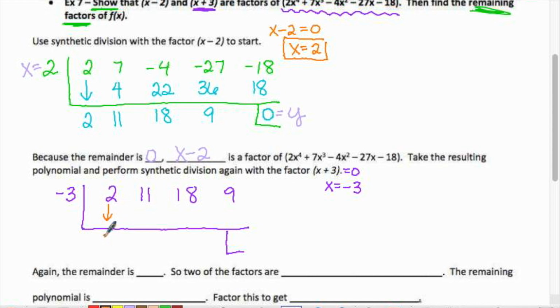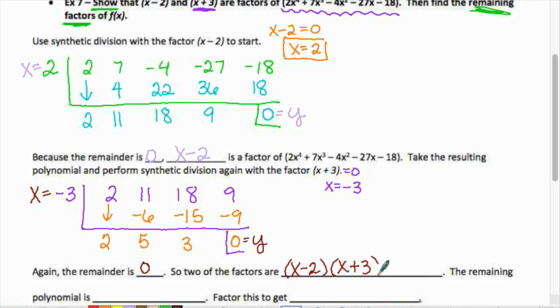All right, bring the 2 straight down. There's negative 6. That gives me 5. Negative 15. That gives me 3. Negative 9 and 0. Oh, look at there. Once again, x equals negative 3, y equals 0. Y equals 0, that means this guy is an x-intercept and this guy is a factor. So we showed that it was a factor. Again, the remainder is 0. So 2 of the factors that we've shown are x minus 2 and x plus 3.